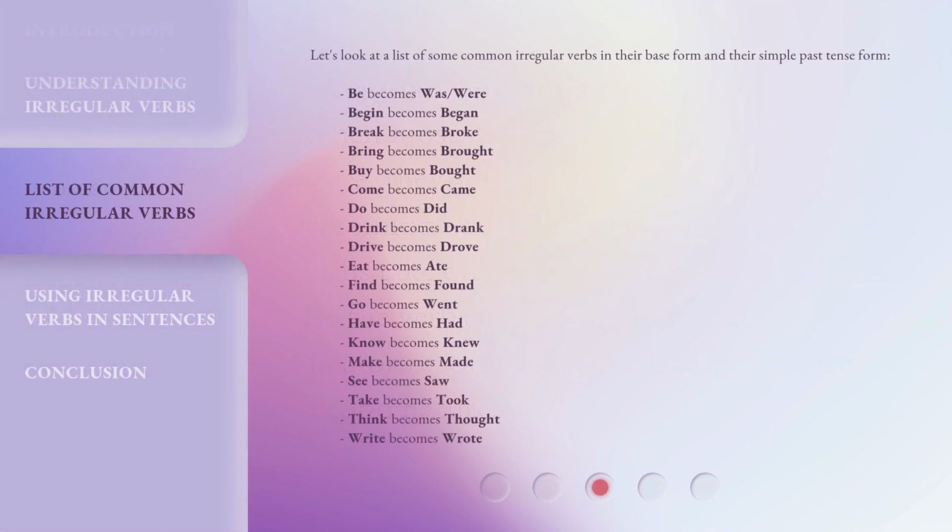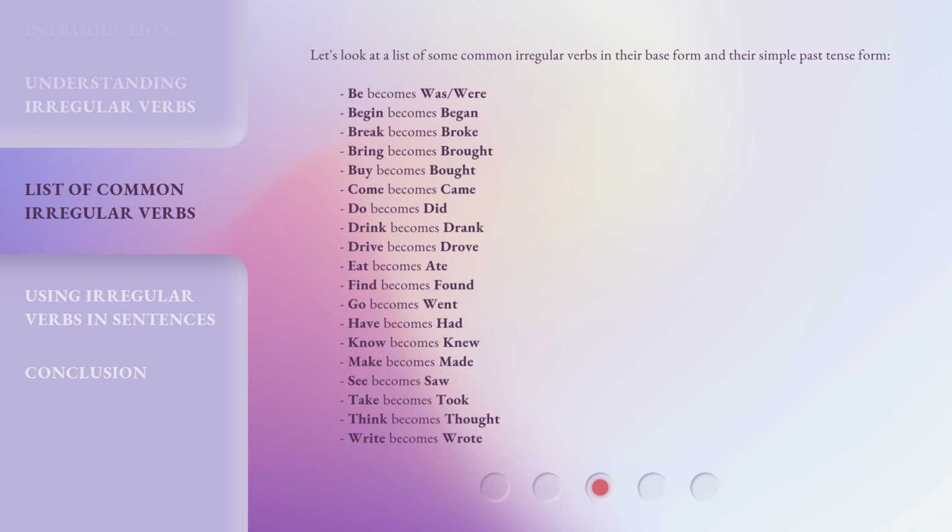Let's look at a list of some common irregular verbs in their base form and their simple past tense form. Be becomes was, were. Begin becomes began. Break becomes broke. Bring becomes brought. Buy becomes bought. Come becomes came. Do becomes did. Drink becomes drank. Drive becomes drove. Eat becomes ate.